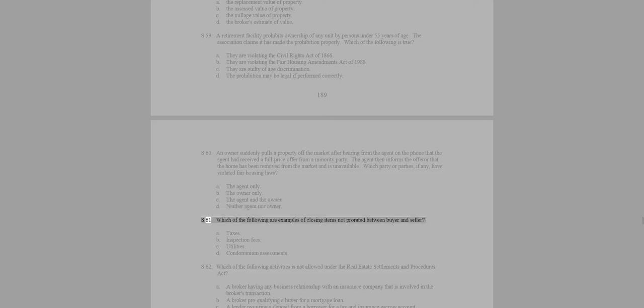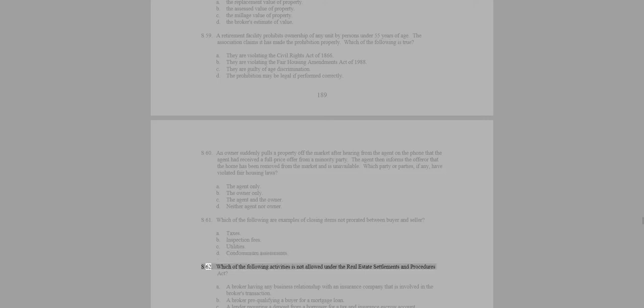S61. Which of the following are examples of closing items not prorated between buyer and seller? A. Taxes. B. Inspection fees. C. Utilities. D. Condominium assessments.